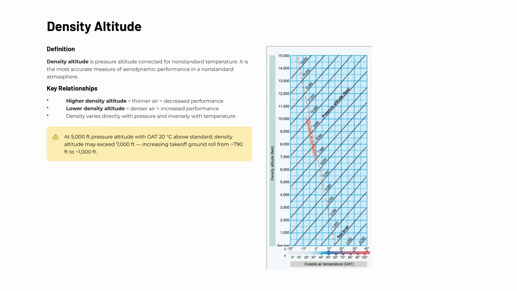Consider this practical example. At a field with a pressure altitude of 5,000 feet and an outside air temperature 20 degrees Celsius above standard, your density altitude could exceed 7,000 feet. That difference alone can increase your takeoff ground roll from roughly 790 feet to over 1,000 feet. That's a significant performance penalty that must be accounted for during pre-flight planning, particularly at high-elevation airports on hot days.